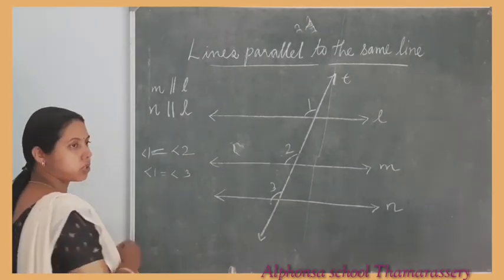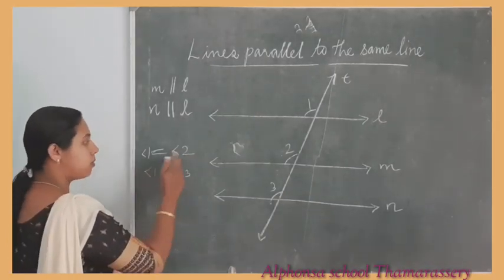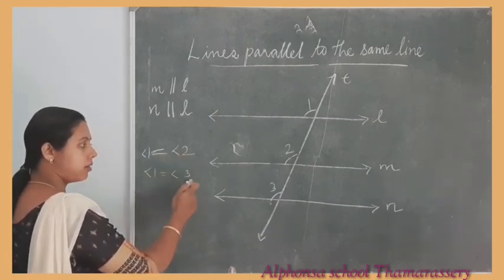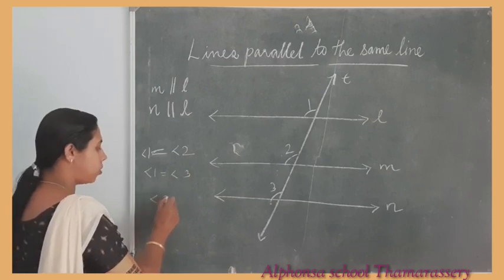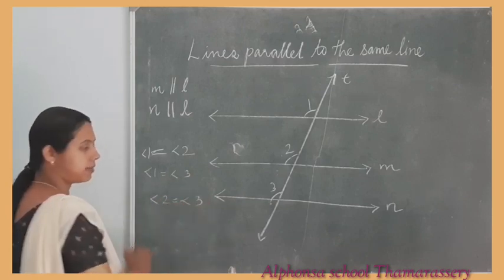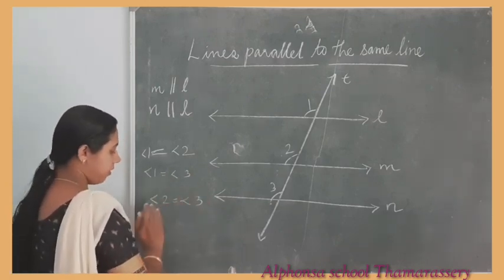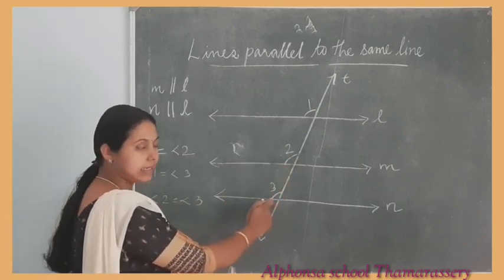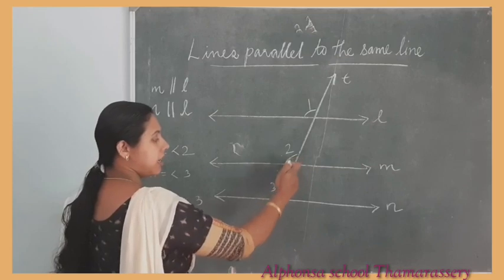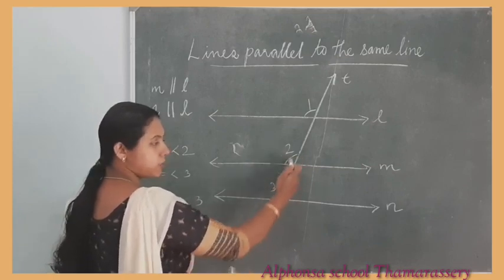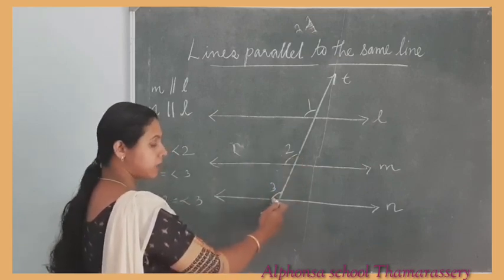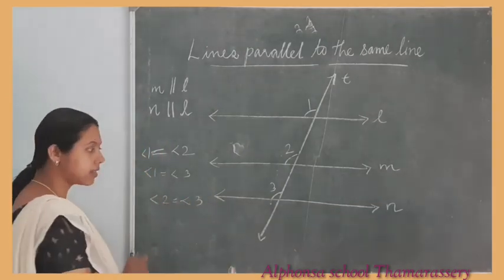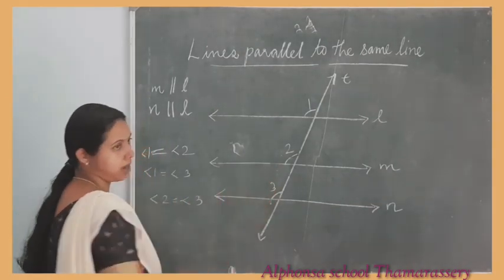From these two equations we can conclude that angle 1 is equal to angle 2 and angle 1 is also equal to angle 3. Therefore, angle 2 is equal to angle 3. We proved now angle 2 equals angle 3. What type of angle are these two? They are corresponding angles. Angle 2 and angle 3 are corresponding angles, and now we got they are equal.